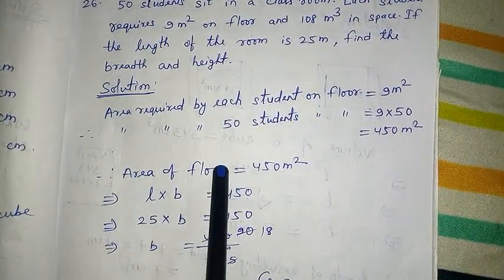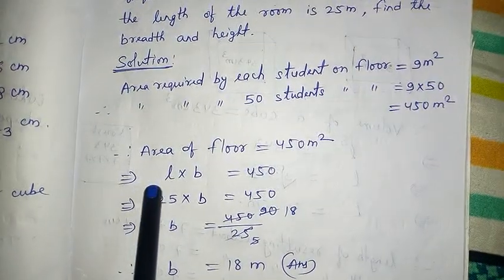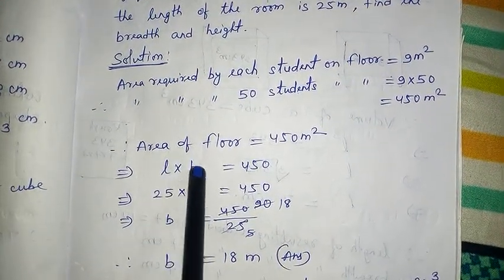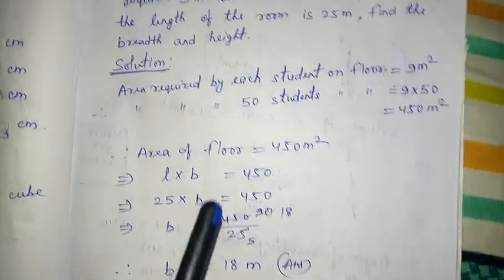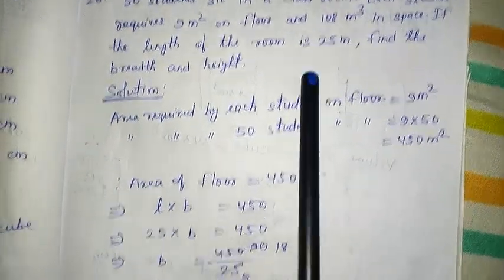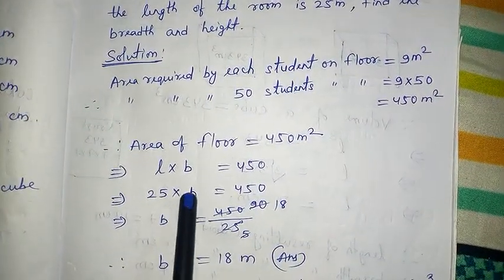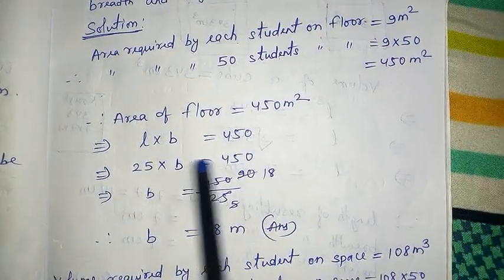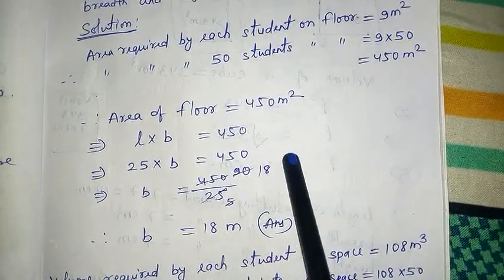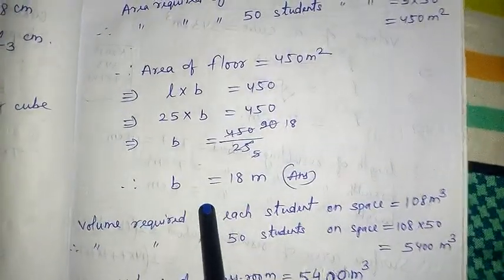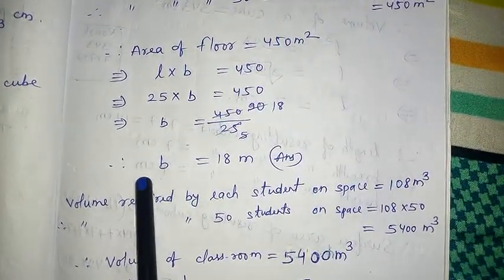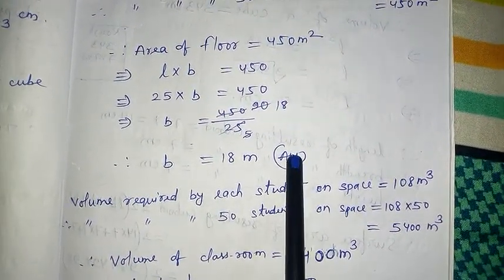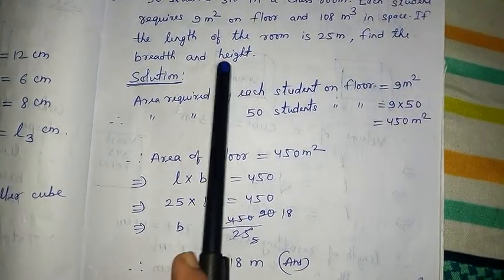As the floor is a rectangle, we find the area of the rectangle by multiplying length into breadth, equal to 450. As length has been given, the length of the room is 25. 25 into b equals 450. Therefore b equals 450 by 25. If you simplify, we get 18 meter. So we got the breadth. The breadth of the room will be 18 meter. This is our one answer. Now we need to find the height also.